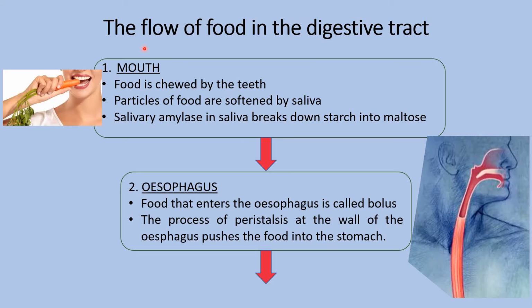Now we look at the flow of food in the digestive tract. Start from the mouth. Food is chewed by the teeth, and particles of food are softened by saliva. Salivary amylase in saliva breaks down starch into maltose. Then in the esophagus, food that enters is called bolus. The process of peristalsis at the wall of the esophagus pushes the food into the stomach.